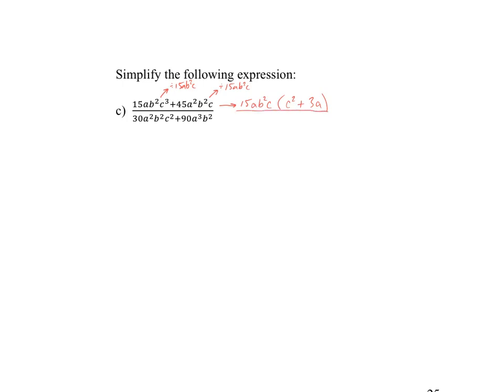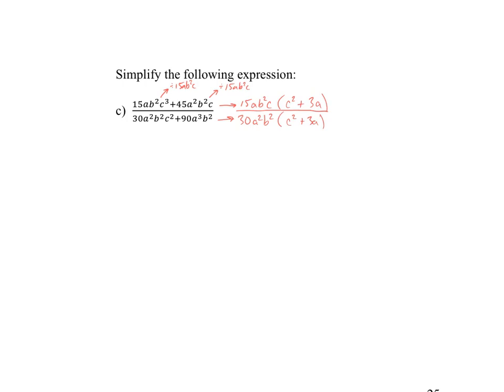I'll do the same thing in the denominator, but this time I think my GCF is a little larger. It's a 30, and I could take an a squared and a b squared. No c's. Notice this term does not have any c's, so I can't factor out a c. So I gotta leave that c squared there. So when I factor that GCF out, I'll be left with c squared plus 3a in the denominator. And the reason that that worked out so nicely is because now I can do some canceling here. There's a few things I can cancel.